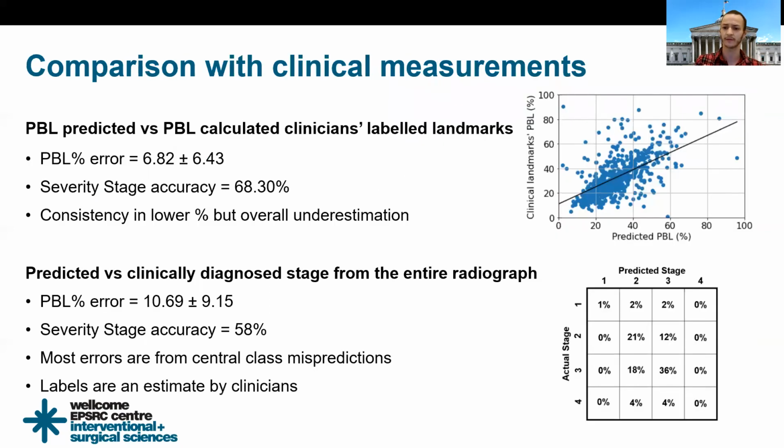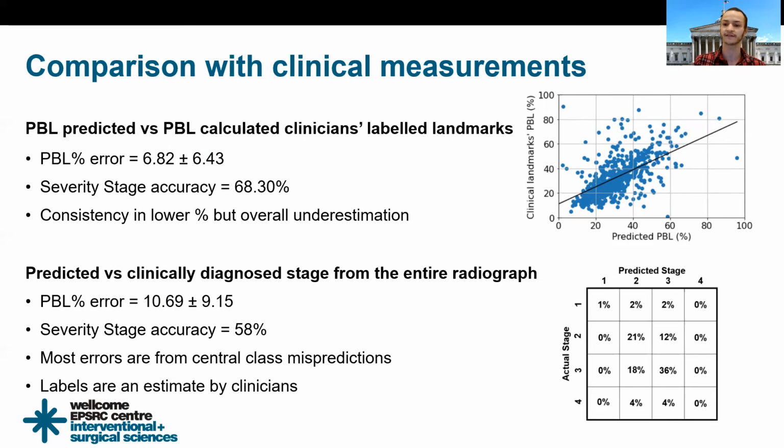So, like I say, we compared two different clinical measurements based on the pure landmark localization method, which you've seen at the top of this slide. We get a severity stage accuracy of 68.3. And as you can see on the figure on the right, for the lower severity stages, we do pretty accurately agree with the clinicians' labels and the calculations from that. But overall, especially with the higher severity stages, we do consistently underestimate the periodontal bone loss.